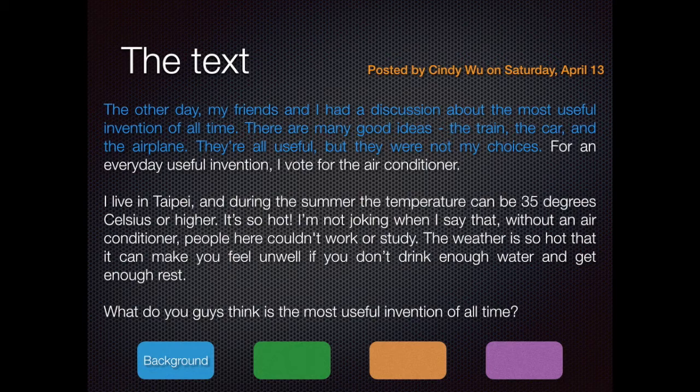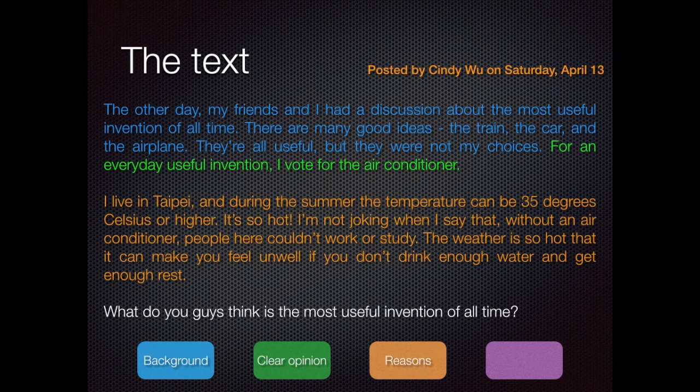Next, we clearly see in the last sentence of the first paragraph here, written in green, Cindy's opinion. In her opinion, the air conditioner is the most useful invention. After this, we need to add some reasons to support our opinion. Cindy's ideas are written in orange. What she has written is good because she is talking about how hot Taipei is, but I really think she should have gone back to the air conditioner again, giving a few advantages that an air conditioner brings.